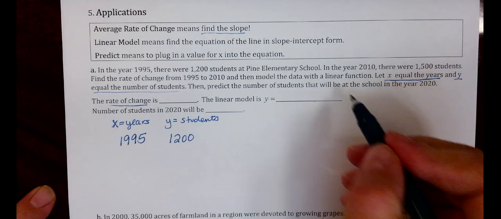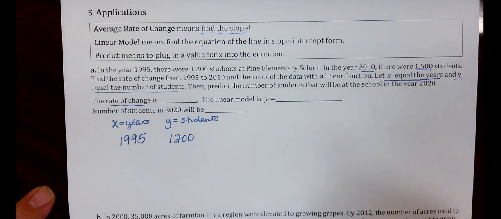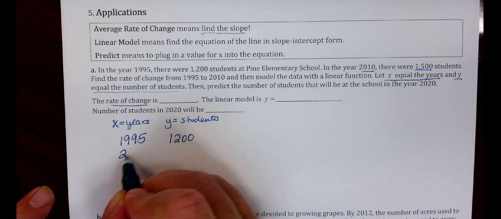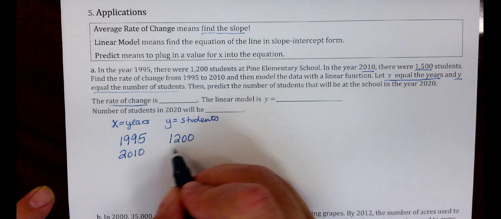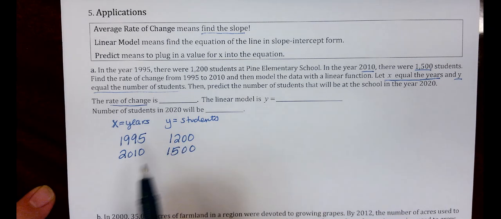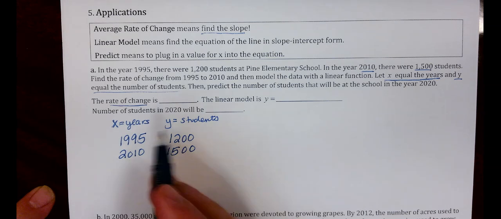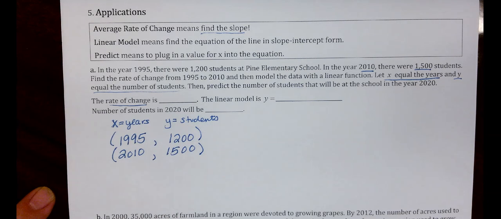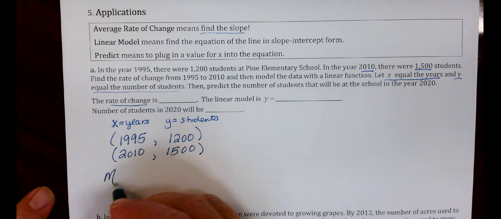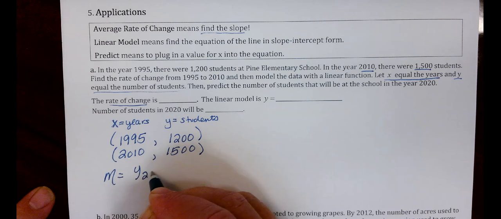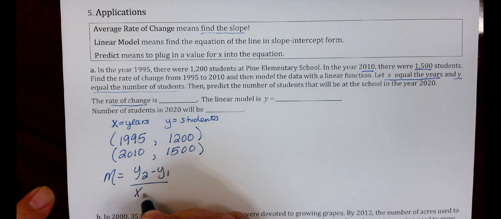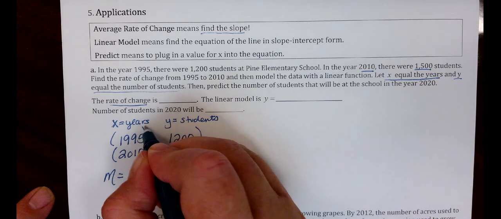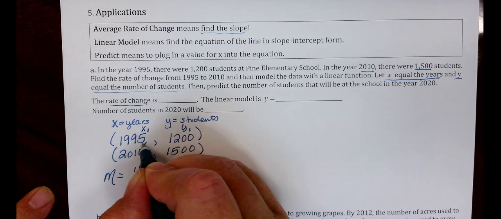In the year 2010, there were 1,500 students. So we have another year, 2010, and another group of students, 1,500. So we have x, y, x, y. These can now become our ordered pairs, our points that we can use for our slope formula. Remember, the slope formula is y2 minus y1 over x2 minus x1. So let's label these points, x1, y1, and x2, y2.